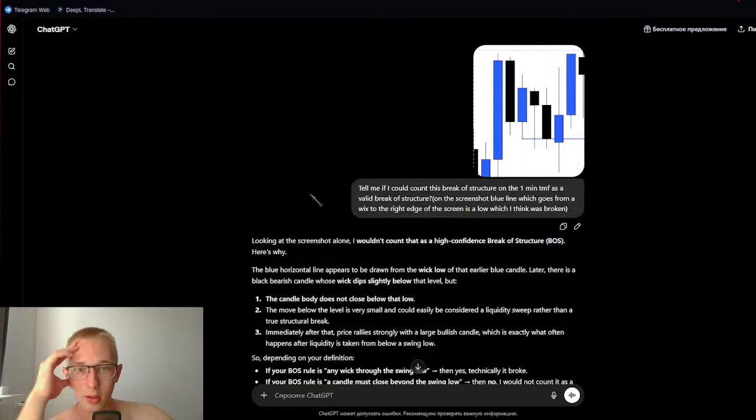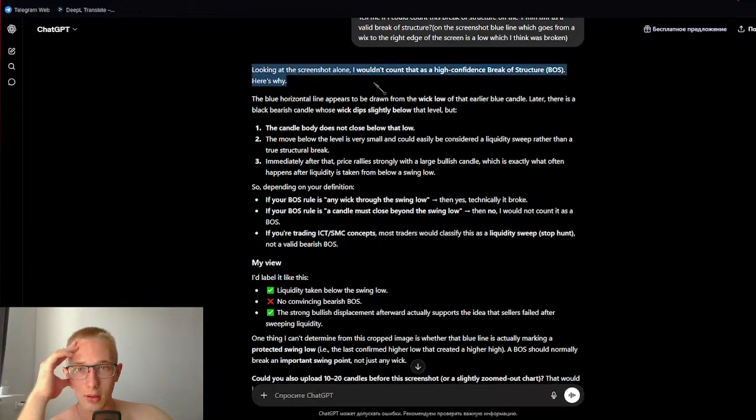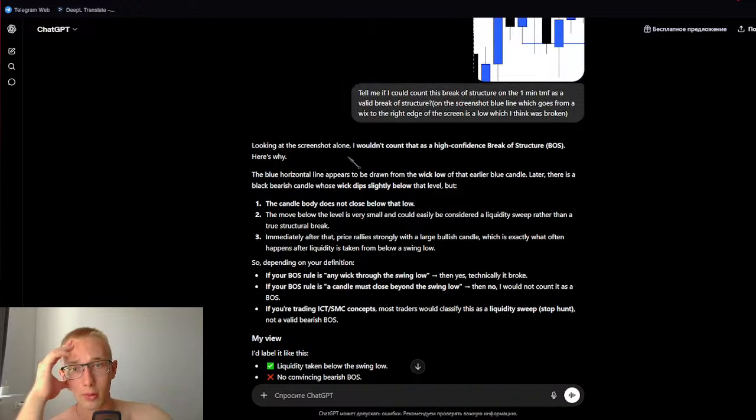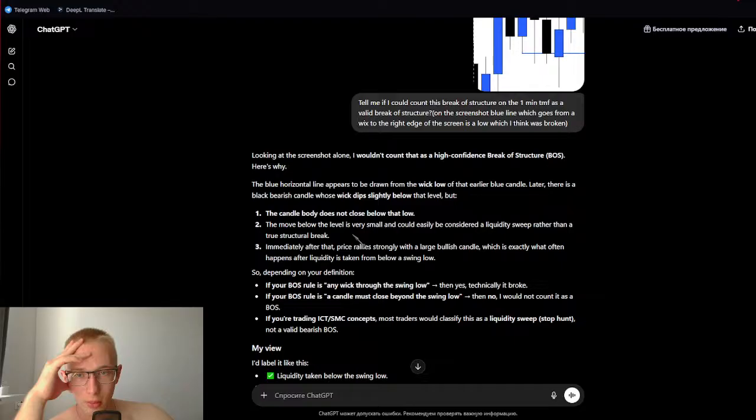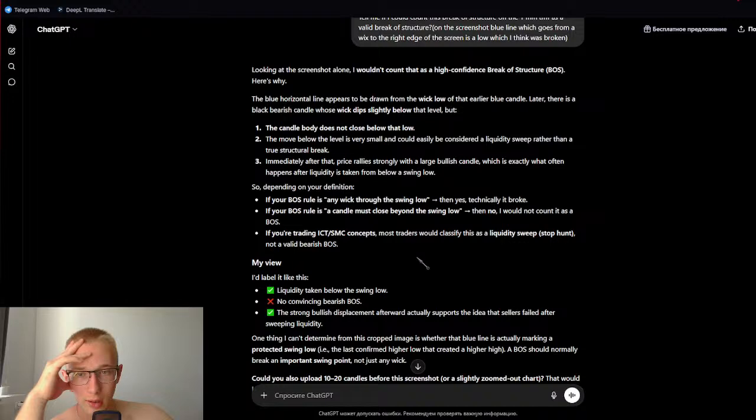I sent him a screenshot, asked him, and he says, looking at the screenshot, I wouldn't count that as a high confidence break of structure. Here's why. The blue horizontal line appears to be drawn from the weak low of the earlier blue candle. Later, there is a black bearish candle whose wick dips slightly below the level, but the candle body doesn't close below the low. The move below the level is very small, could be considered a liquidity sweep rather than a structural break.